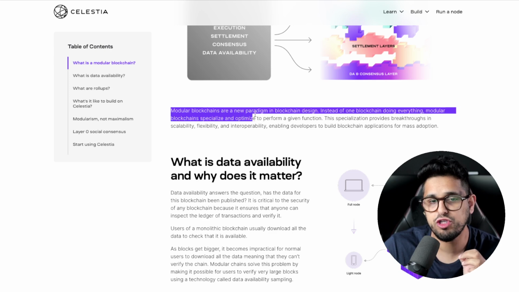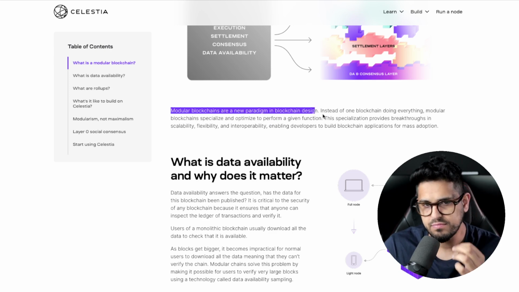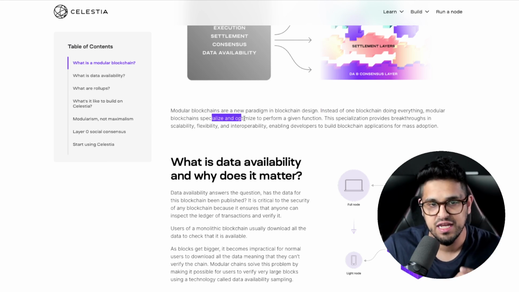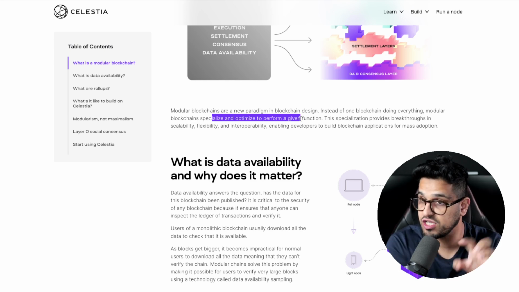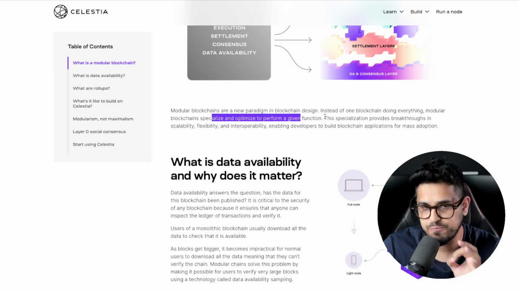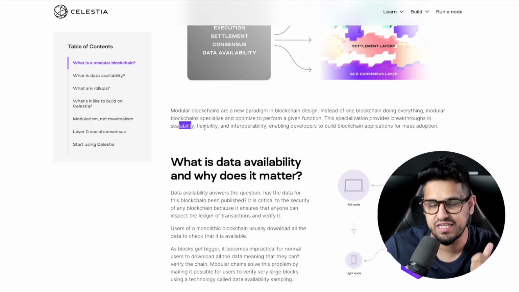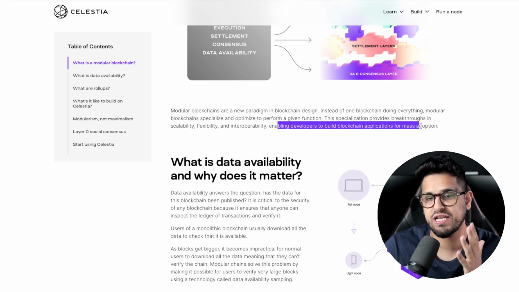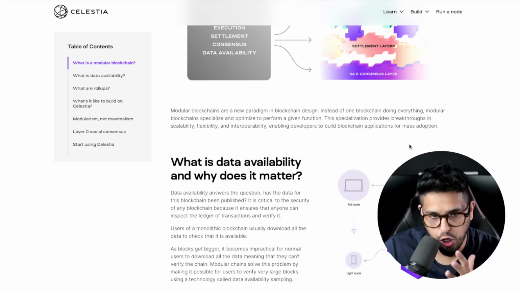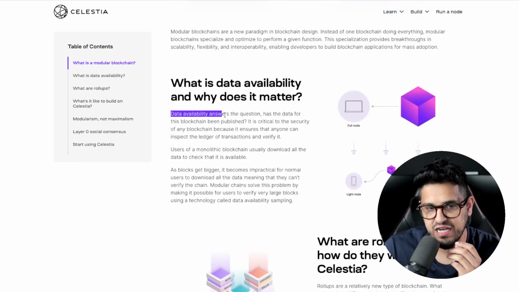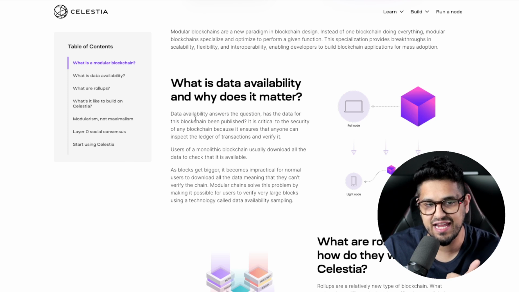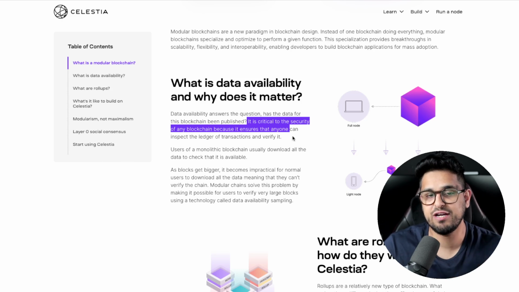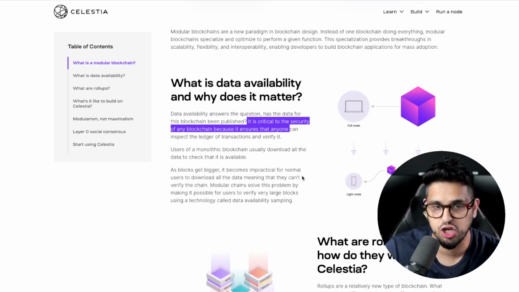Modular blockchains are a new paradigm in blockchain design. Instead of one blockchain doing everything, modular blockchains specialize and optimize to perform given functions. So they want to split it out into modular pieces. This specialization provides breakthroughs in scalability, flexibility, and interoperability, enabling developers to build blockchain applications for mass adoption. What is data availability? Data availability answers the question, has the data for this blockchain been published? It is critical to the security of any blockchain because it ensures that anyone can inspect the ledger of transactions.